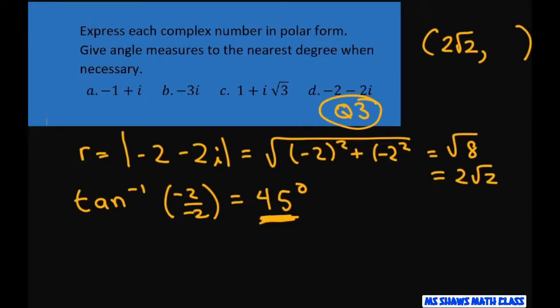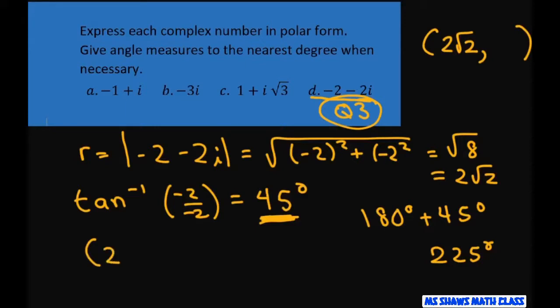So for r to be positive, because the arrow has to be positive, we have to get this 45 degree angle into quadrant 3. So what you're going to do is take 180 plus 45 degrees, and that's going to give you 225 degrees. You have to always remember where you're at. So you write this as 2 square root of 2 cis 225 degrees. And that's it.